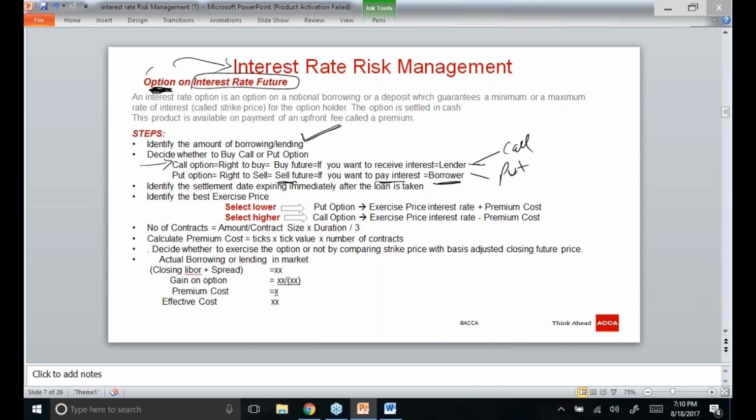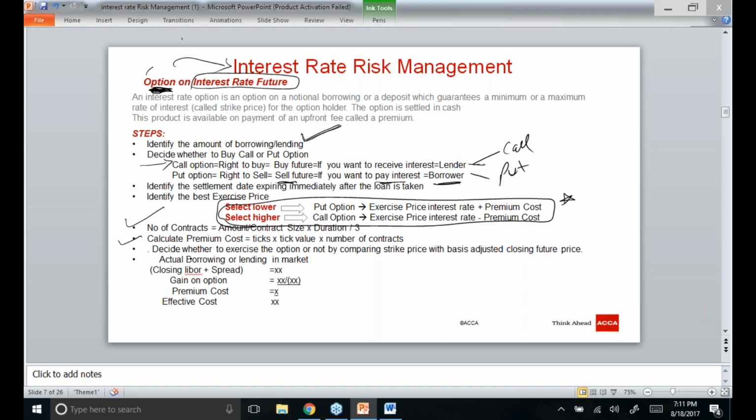Okay, the next step is same. Identify the settlement expiry immediately after the loan is taken. If you want to borrow in May, definitely you will choose June. Then identify the best exercise price. What is it? We will learn it while solving the question, so leave it now. Next, number of contracts is the same formula. Calculate premium. Premium has a formula as a tick. Convert the premium cost in ticks into value using the number of contracts.